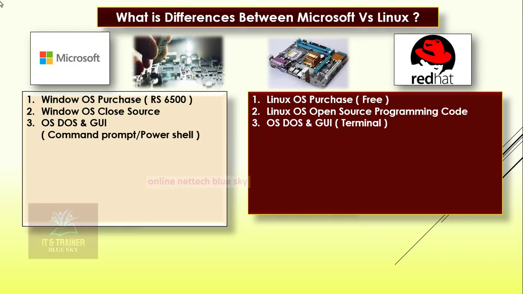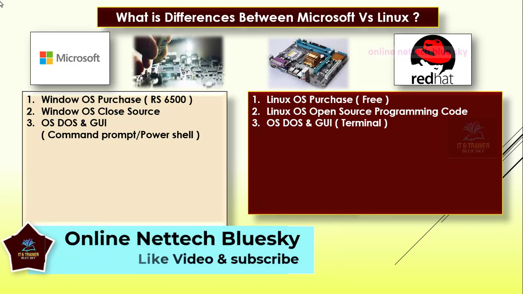I will discuss them one by one, but this is a very important terminal system because it depends on your knowledge and on your system, Red Hat Linux. So this is the OS DOS and GUI command. You can see the Microsoft operating system, and you can see Red Hat Linux OS DOS and GUI terminal. Okay.